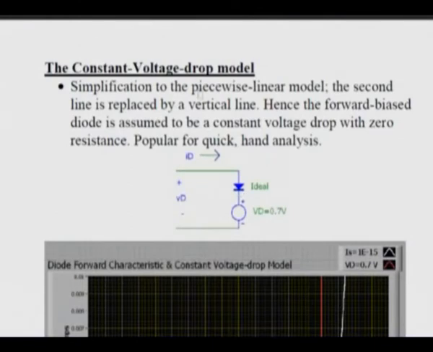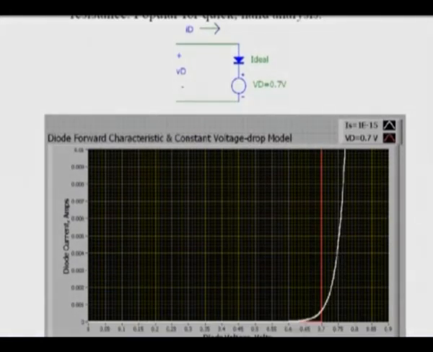The constant voltage model is very, very commonly used, and all you are saying is that you assume the diode does not conduct up to some voltage. Up to 0.7 it does not conduct, and then all of a sudden you have infinite current. It looks very idealistic, but this is a very good model, especially for clipping circuits, where you do not want a lot of complexity. So this is a good model.